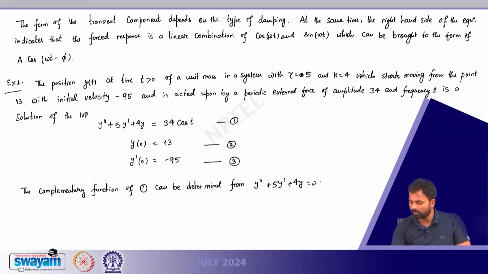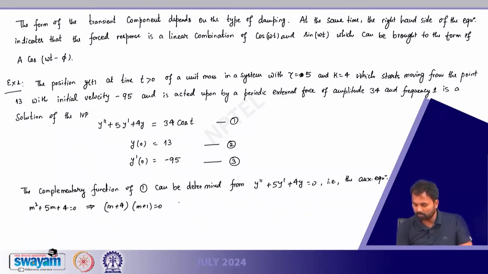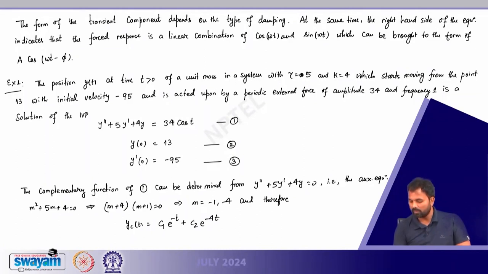So, that means we can form the auxiliary equation, i.e. m square plus 5m plus 4 equals to 0. So, from here it will imply m plus 4 times m plus 1 equals to 0. So, we will get m equal to minus 1, minus 4, and therefore y c of t, the complementary function, will be c1 times e to the power minus t plus c2 times e to the power minus 4t. So, at least the complementary function is known. Now, the particular integral is not that difficult, we can determine it like this.